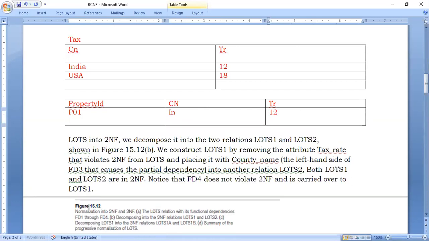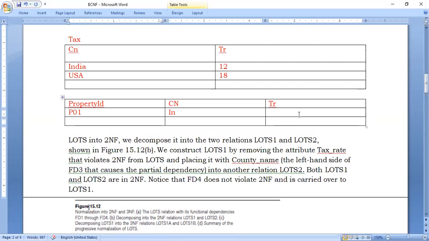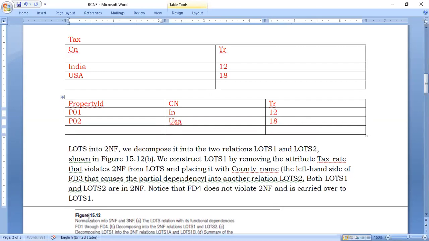Then I have thousands of such properties which have to be sold from various countries. So I have a second property which belongs to USA, and then as we know its tax rate is 18. So here for India the tax rate is 12, for USA it is 18. Like this, I have another property from India. Now again, what will I have to do? Again I'll have to write 12.